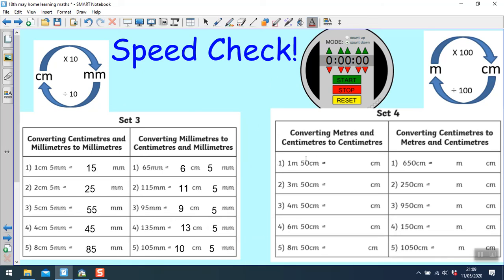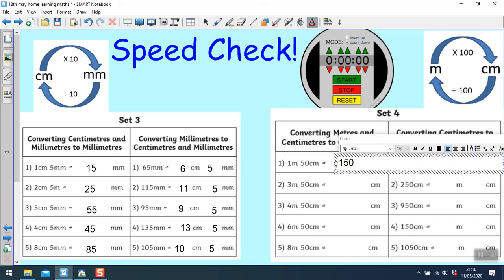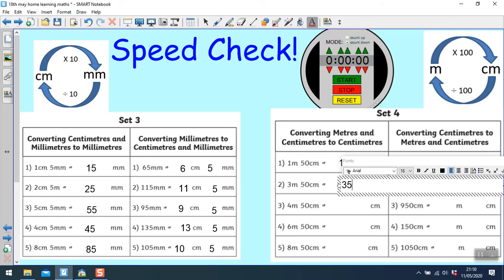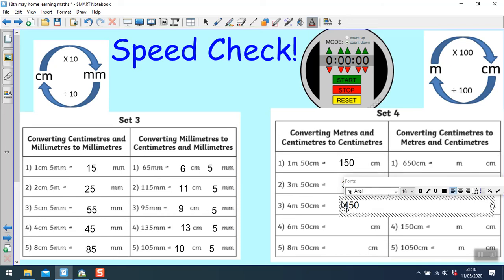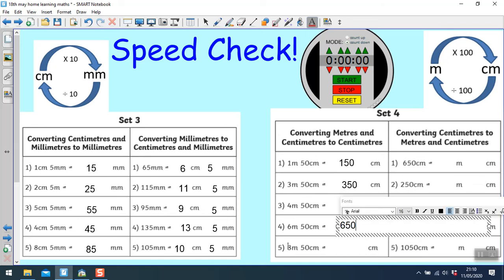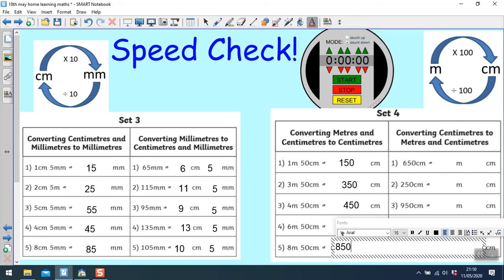Now from metres to centimetres we multiply by 100, so we call this 100 plus 50, 150. 3 metres is 300 centimetres plus 50 is 350. 4 metres is 400 centimetres plus 50 is 450. 6 metres is 600 plus 50 is 650. 8 metres is 800 centimetres plus 50 is 850.